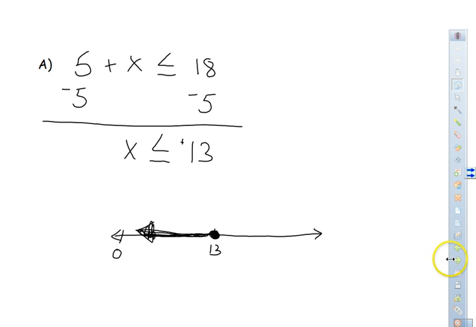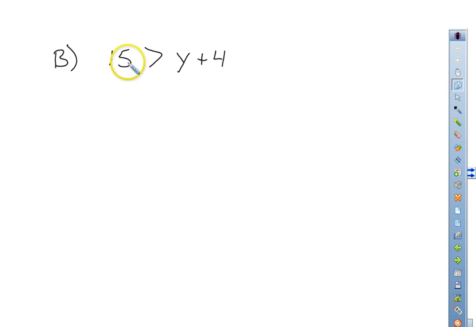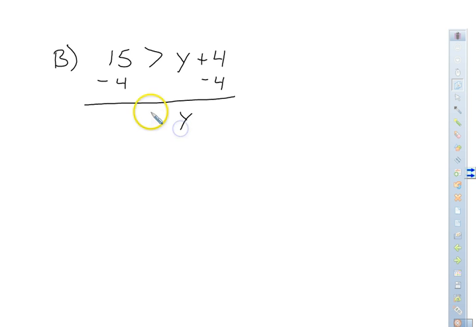Let's look at the next one. This is now 15 is greater than y plus 4. Again, we start on the side with a variable, adding 4, so it's adding a negative 4 to both sides. Y, bring down the greater than sign, and unlike signs, you subtract once again. We get 11. 15 is larger, so it's positive.